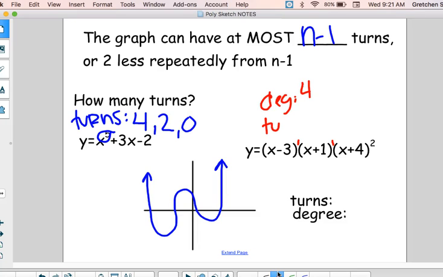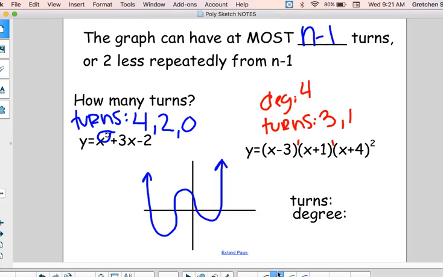So if it has a degree of 4, at most, how many turns can it take? 3. Take away 1. At most, it can turn 3 times. Take away 2, or however, what's the other amount it could turn? 1. Can you take away 2 again? No. So you take away 1, and that's the most amount it can have, and then you just start taking away 2 until you can't take away 2 anymore.